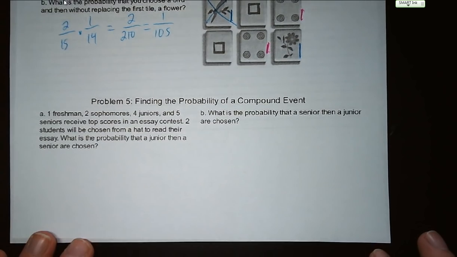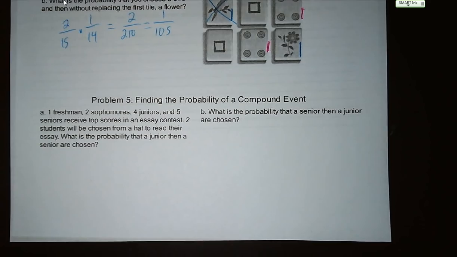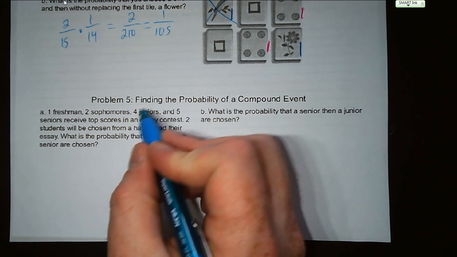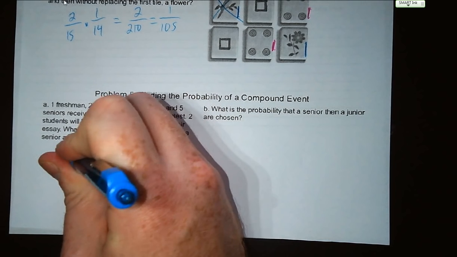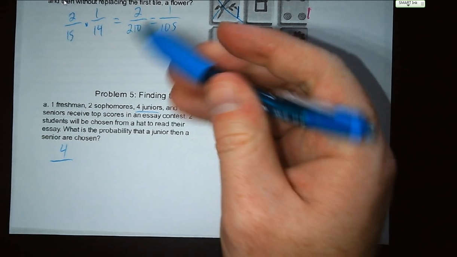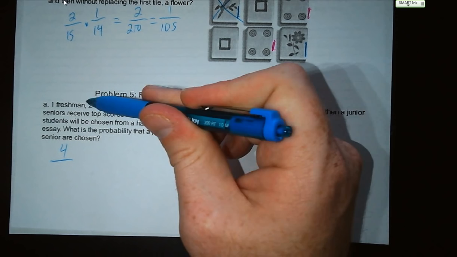Now, finding the probability of a compound event, we have 1 freshman, 2 sophomores, 4 juniors, and 5 seniors that receive top scores in an essay contest. 2 students will be chosen from a hat to read their essay. What is the probability that a junior and then a senior are chosen? So the junior is 4 out of a possible 5, 6, 7, 8, 9, 10, 11, 12.